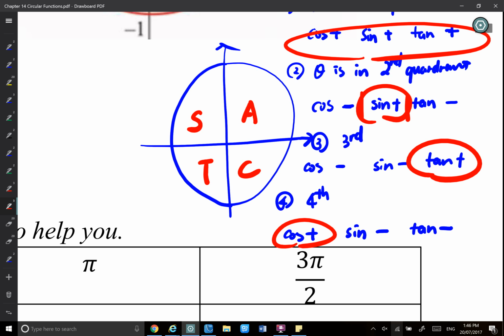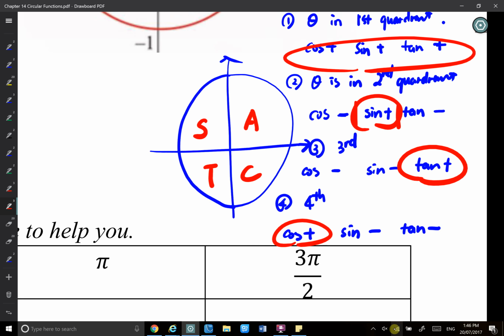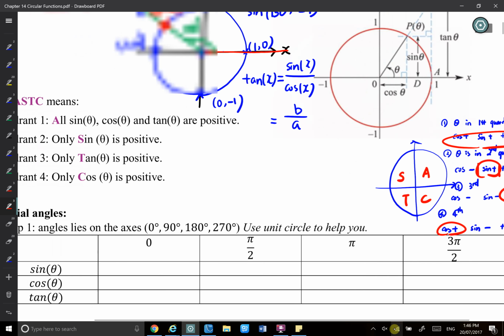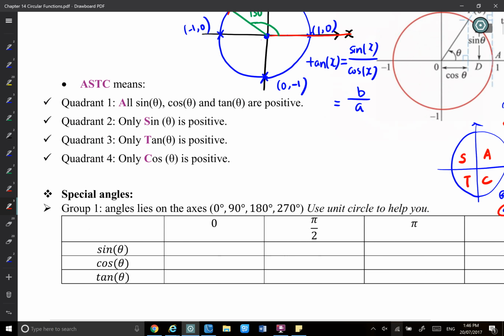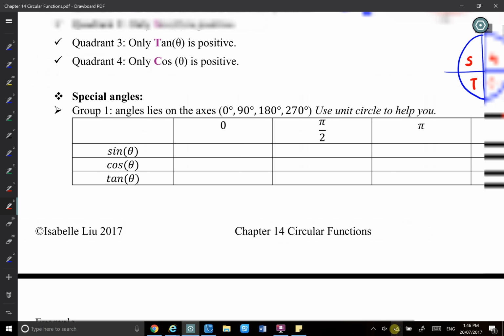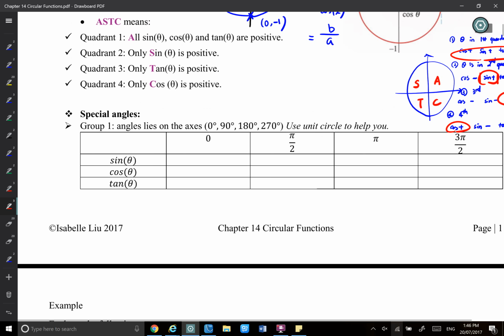We will use this later. I will show you how to use this later. But we need to understand how this has been made. Okay, it's because sine is positive only in the second quadrant, tan is positive only in the third quadrant, and cos is positive only in the fourth quadrant. And in the first quadrant, every value is positive. Okay. We introduce this one. And the next thing we're talking about is these special angles.